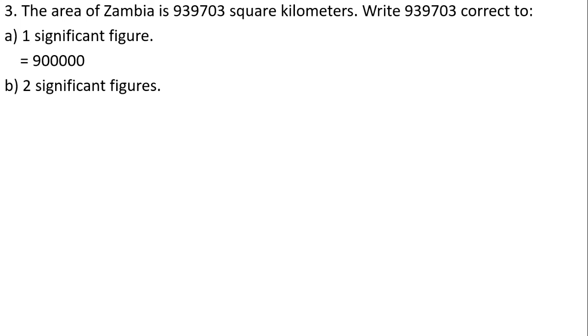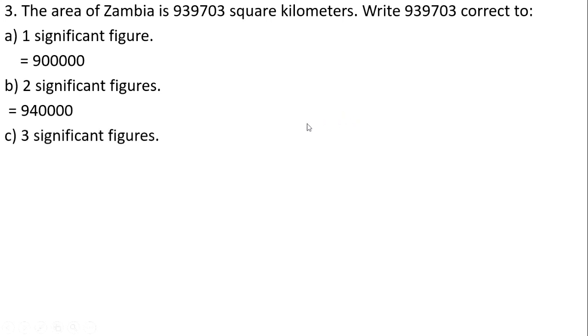Correct to two significant figures. So we'll look at the first two digits. We have 9 and 3. Before we round off, we have to check the one before the 3. What digit is there? 9 is greater than 5. So we'll add the 1 to 3 to give us 4. So we are going to get 940,000, so that the zeros at the end are not significant.